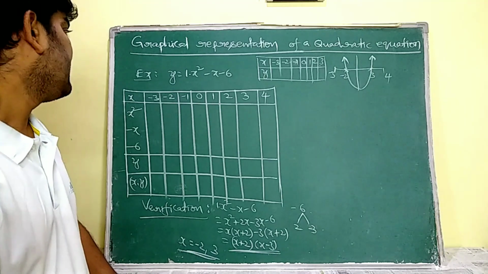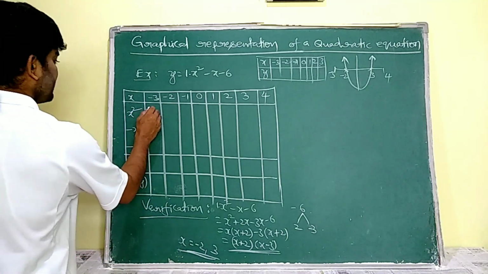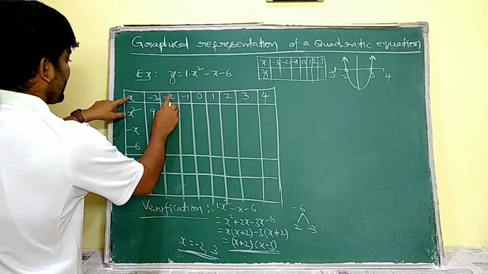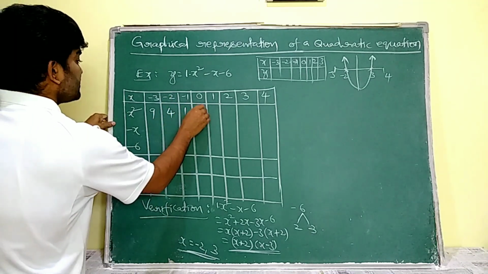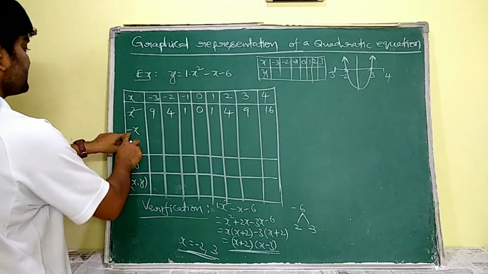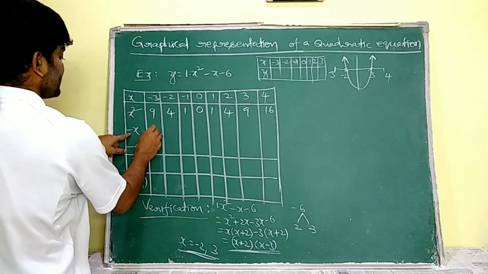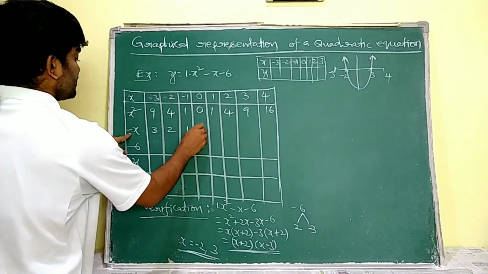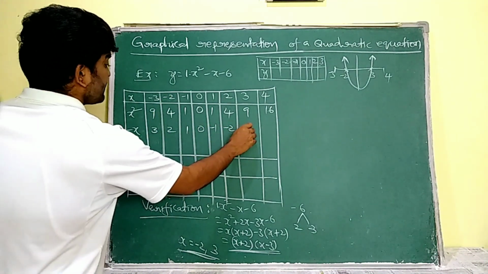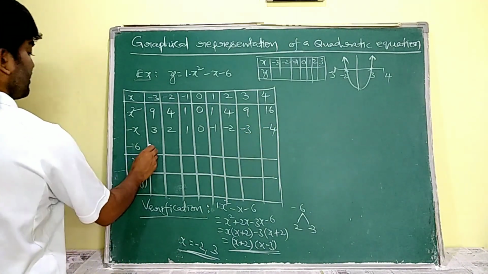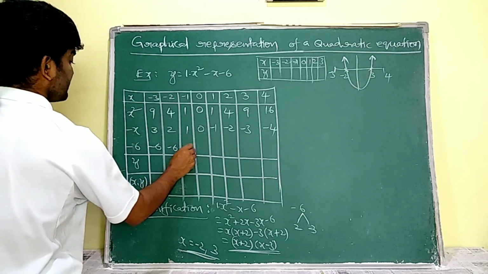See, here x square means minus 3 whole square, 9. For x square: minus 2 whole square, 4, then 1, 0, 1, 4, 9, 16. Minus x means minus of minus 3, that is 3, then 2, 1, 0, minus 1, minus 2, minus 3, minus 4. It is minus 6, it is a constant, it never changes, it is always minus 6 only.